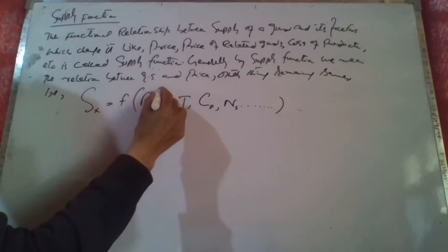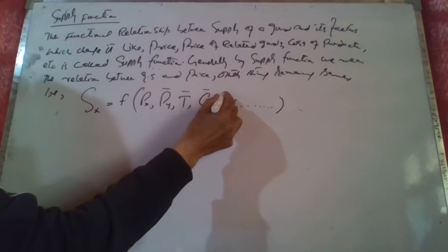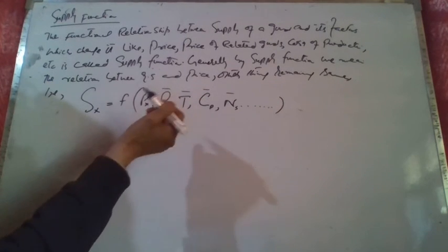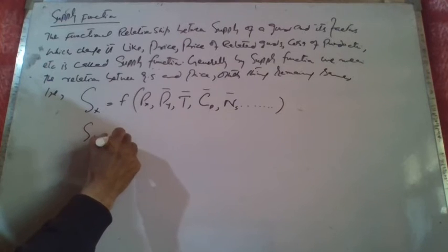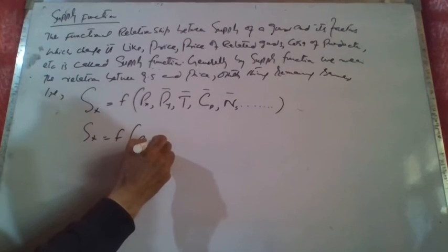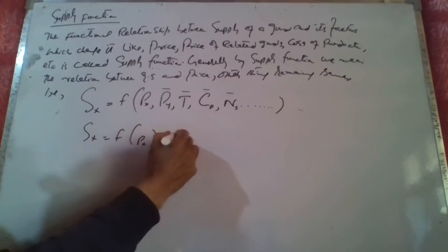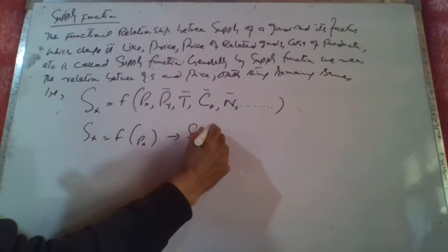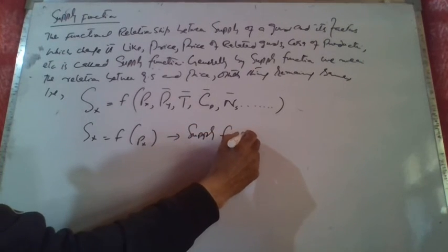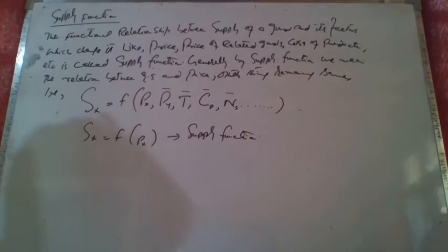If we keep these things constant, so other things constant, then the equation becomes function of price only. It is also called a supply function. So this relation is also called a supply function.